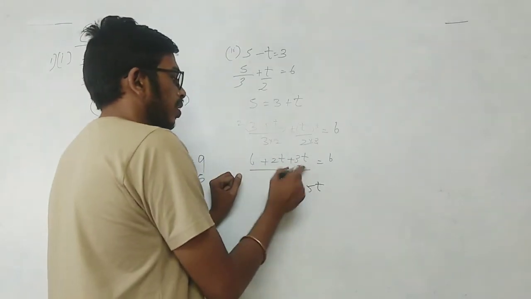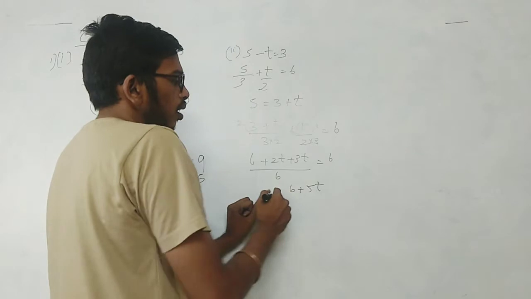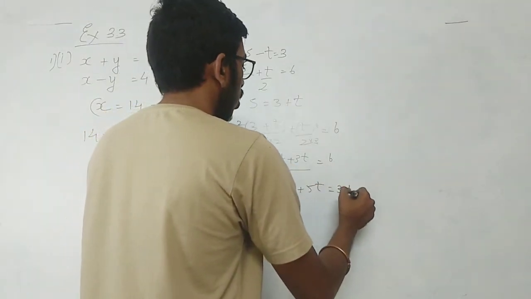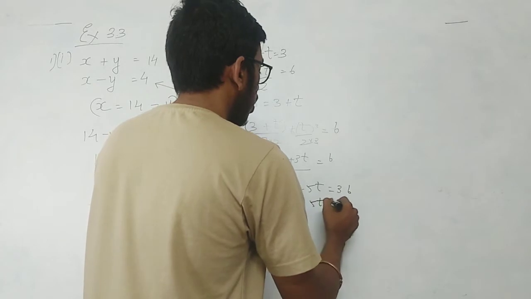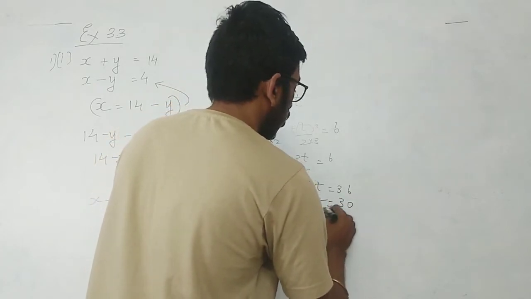The numerator is 6 plus 2t plus 3t. So 6 plus 5t is equal to 6 into 6. The denominator here gets multiplied with the right hand side. So 6 plus 5t is equal to 36. 5t is equal to 30. t is equal to 6.